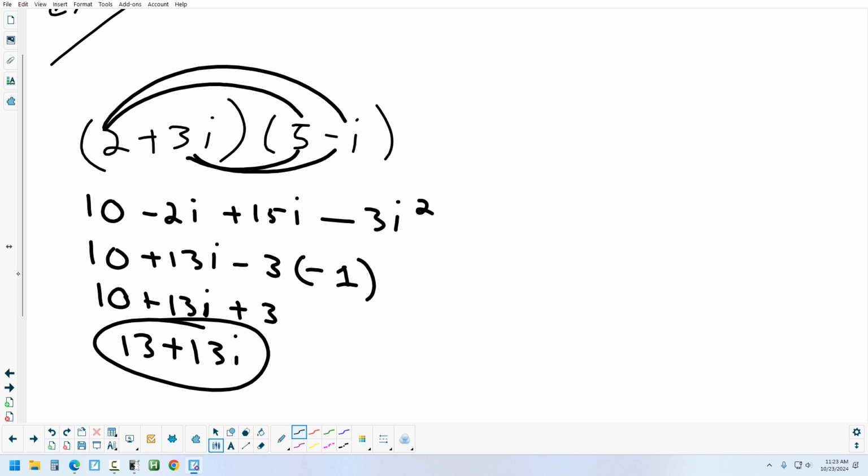Distributive property. Questions on that? Okay. Does the imaginary part always have to be behind the real number? Yeah, it should always be in standard form, real, then imaginary. It's not technically wrong if you don't.